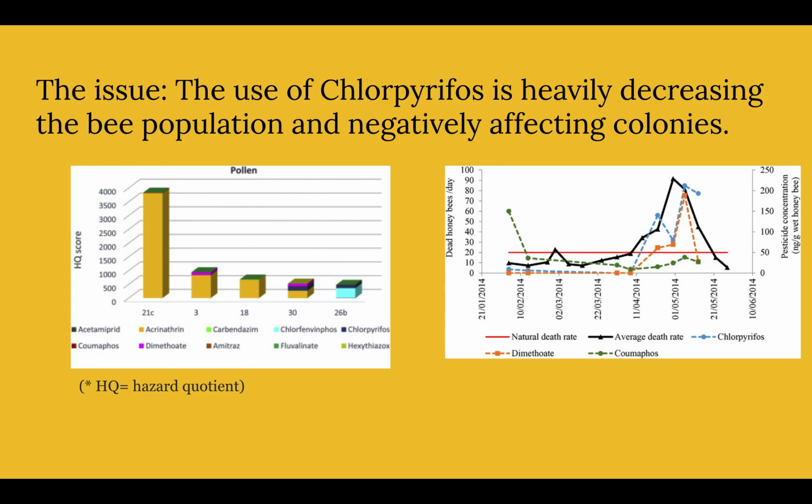In these graphs, you can see how big of a role chlorpyrifos plays in the use of pesticides. In the graph on the right, chlorpyrifos is one of the highest causes of death for the Apis mellifera after the average death rates.